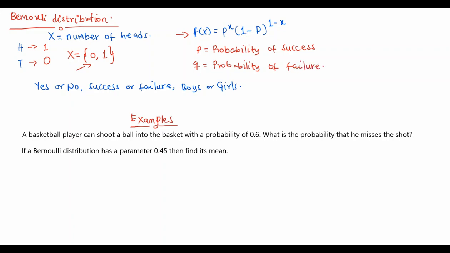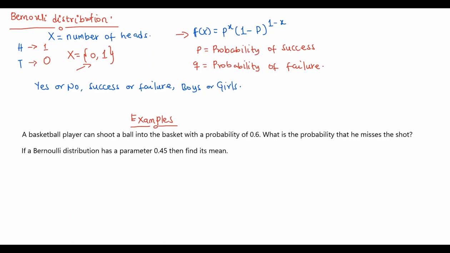Let's look at what this means. The Bernoulli distribution is saying that if you have a binary experiment, then we can express the probability distribution function as p to the power x, times open bracket 1 minus p close bracket to the power 1 minus x. This is what the Bernoulli distribution says, where p is the probability of success and q is the probability of failure. I'm going to use an example to explain this to you.